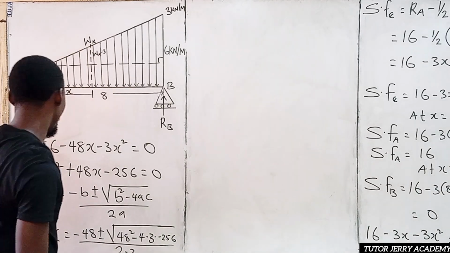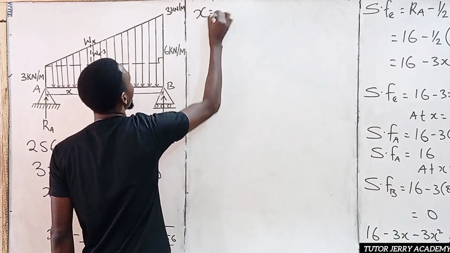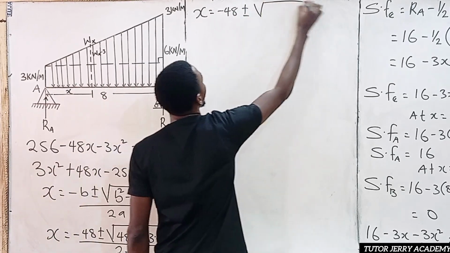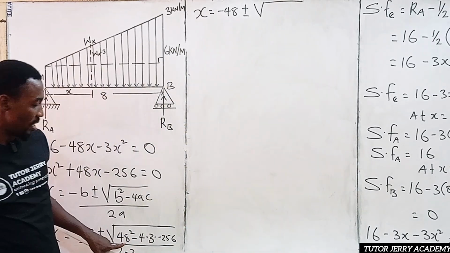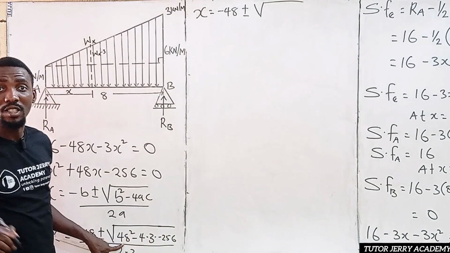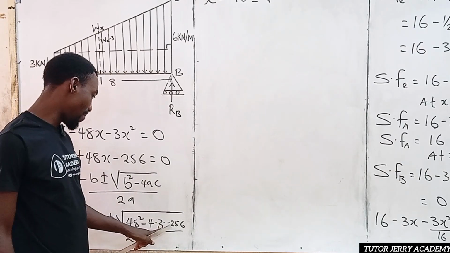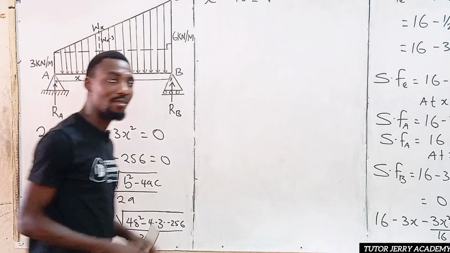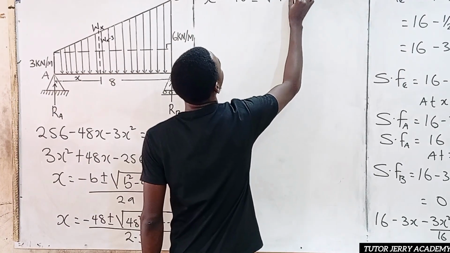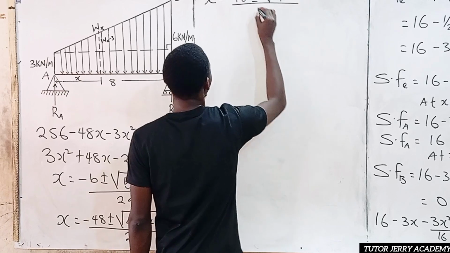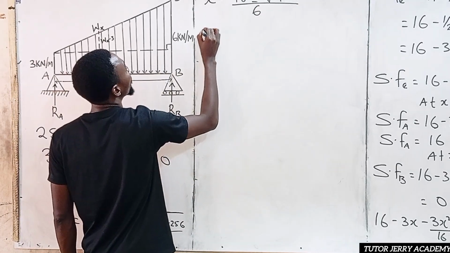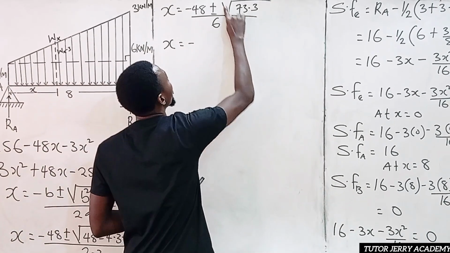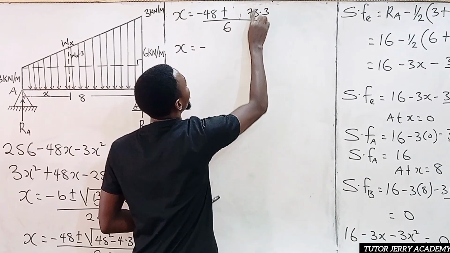Alright. So here we are going to have S equal to minus 48 plus or minus the square root of 48 squared minus 4 multiplied by 3 multiplied by minus 256. If you do this, you are going to have 73.3, all over 6. So if you take the square root of everything that you have here, you are going to have 73.3. So here we don't have any square root left.